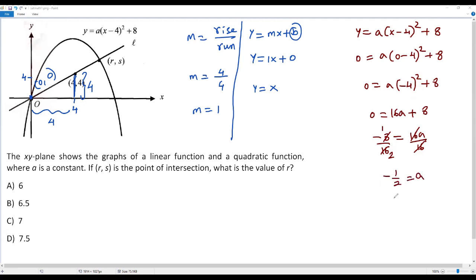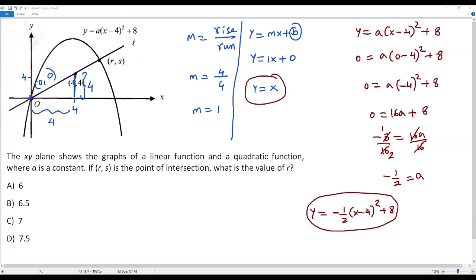Okay, now I got the value of a. Now in the given quadratic function, we can plug in the value of a. Then we get y equals negative 1 over 2 times (x minus 4) the whole squared, plus 8. Okay, now I got the linear function for the straight line, that is y equals x. And here we have the quadratic function for the parabola. Now what we have to do is solve the system which contains this equation and this equation, and find the value of x, which gives the x coordinate of the point of intersection.